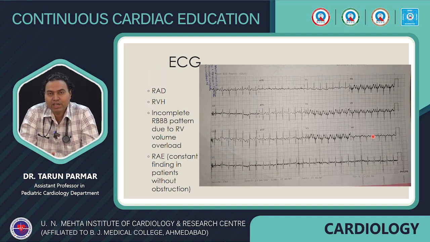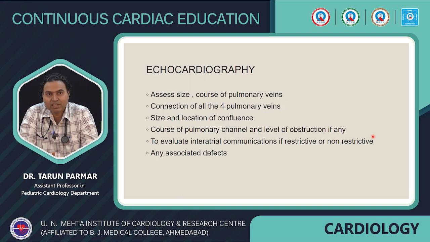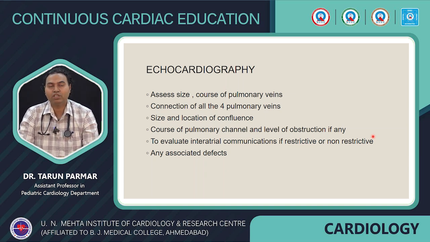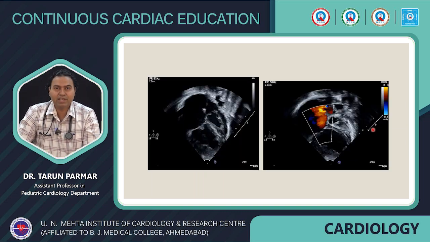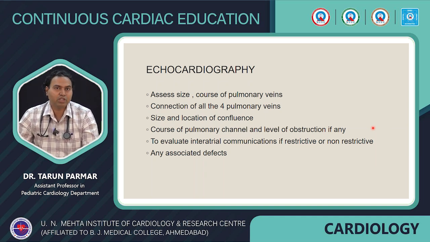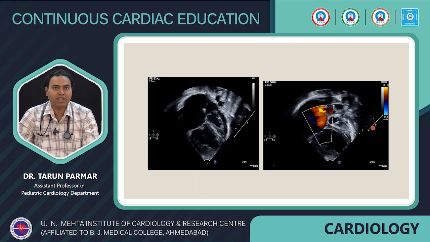ECG mostly shows right atrial dilatation, RVH, and an incomplete RBBB pattern due to RV volume overload, and there is right atrial enlargement. Echocardiography is the most important investigation in TAPVC. So apart from all the segmental analysis and seeing all the structures, we particularly see the size and course of the individual pulmonary veins, then connection of all four pulmonary veins, then size and location of the confluence, then course of the pulmonary venous channel and level of obstruction, and then other interatrial communication, ASD size or any associated defects.